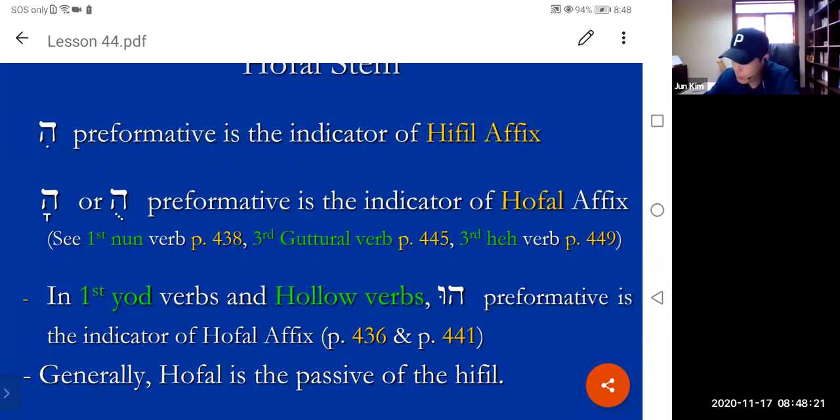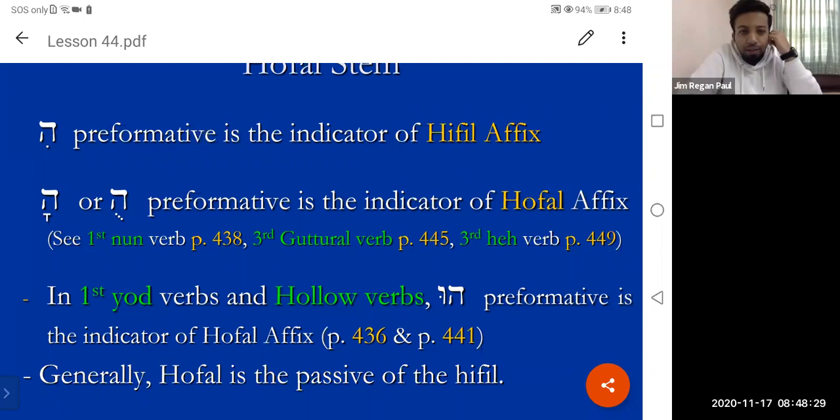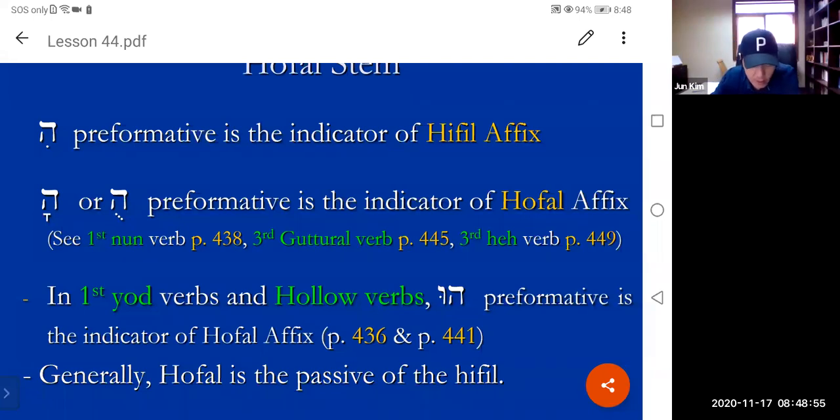Let's just read it. Jim, can you help us to read? The preformative He is the indicator of the Hefil affix. The preformative Ho is the indicator of the Hofal affix. In first yod verbs and hollow verbs, the preformative is the indicator of the Hofal affix. Generally, Hofal is the passive of the Hefil. All right, we'll just stop there. Okay, Hefil will take He, but Hofal will take either Ho or Hu.